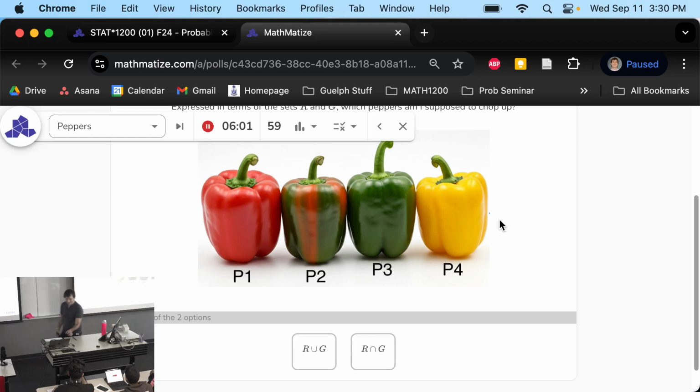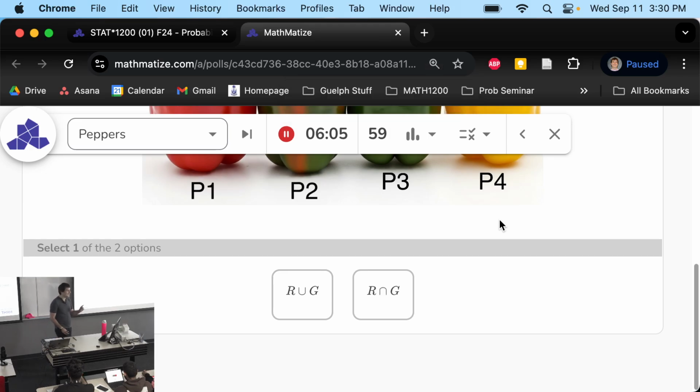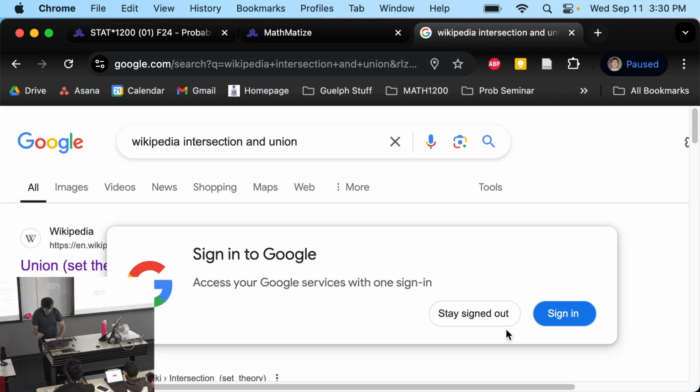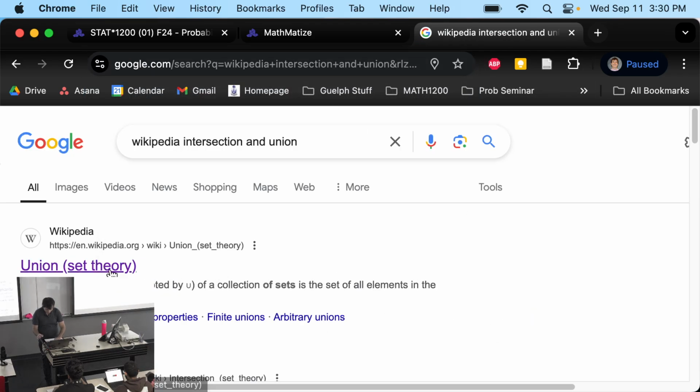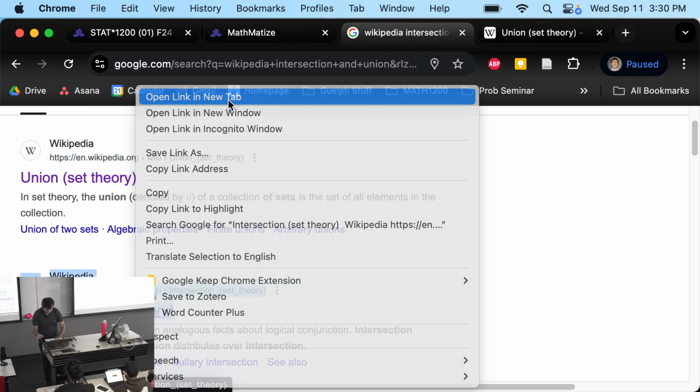So hopefully you can see that. Maybe I'll zoom in a bit. You need to know which symbol is which. And you were told about these symbols last class. I will give you a little reminder here. I will use the Wikipedia page. So let's do the Wikipedia page. Wikipedia, intersection and union, these are the two things we want. So union, there's one, and intersection, there's one.